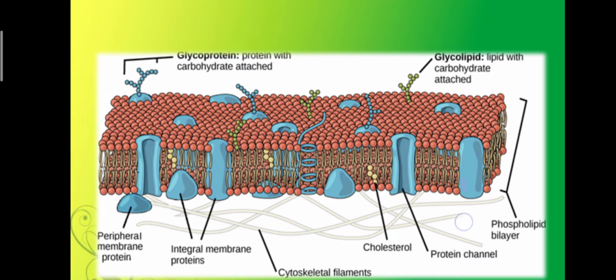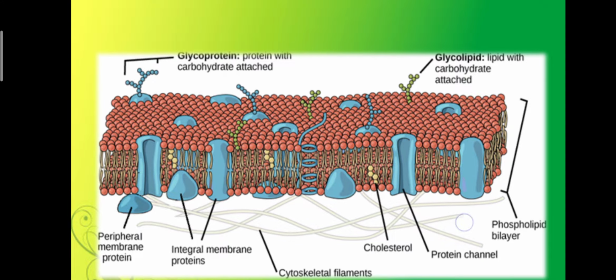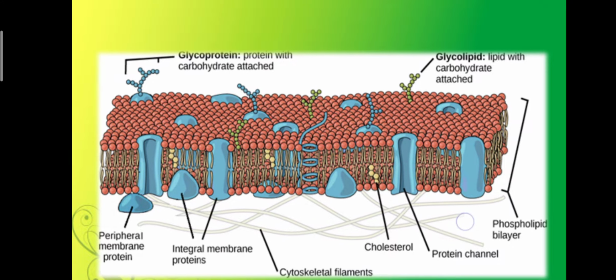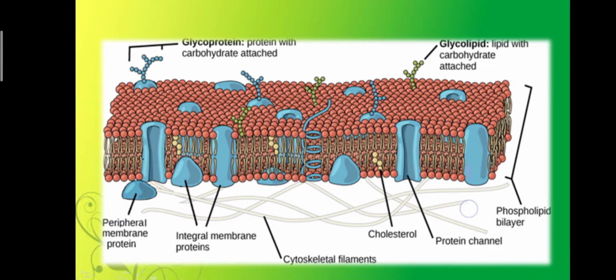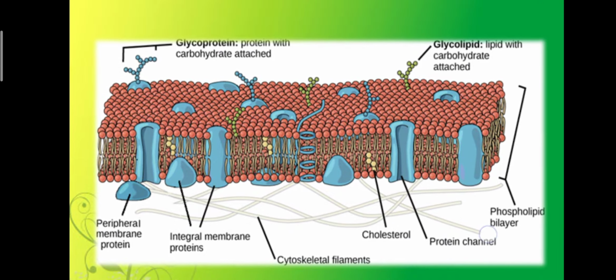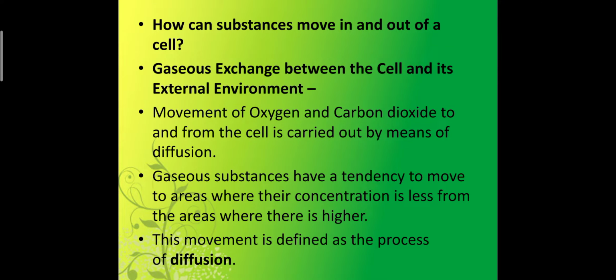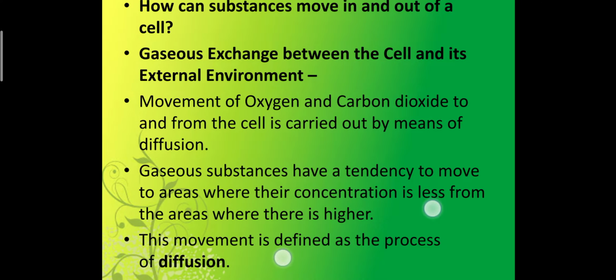The outer part has cytoskeletal filaments, which help in the formation of the outer part. And here a yellowish part is there, that is cholesterol, which is present and helps in the nourishment of the cell membrane.